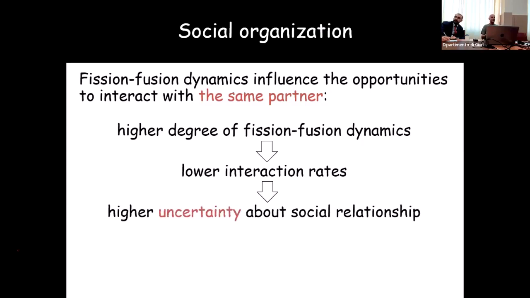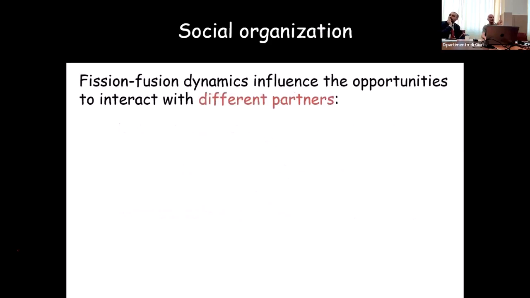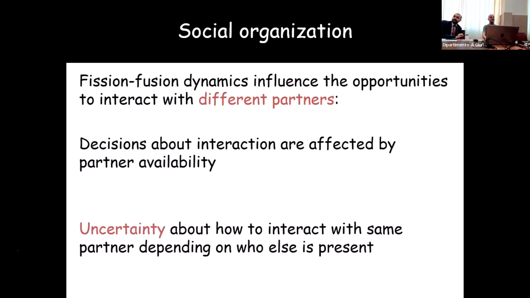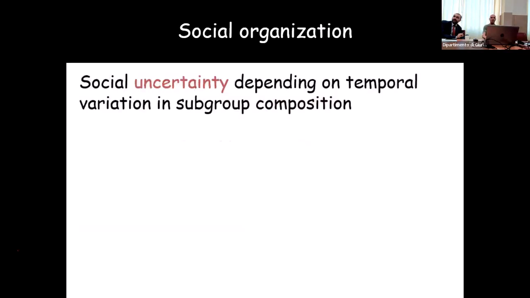And that's one theme that I think is important to touch on in the context of this symposium. There's higher uncertainty about social relationships. And then, if we look at the opportunity to interact with different partners, decisions about interaction are affected by partner availability. Although I would like to interact with a particular individual, it is not available because it's not in this subgroup, so I need to interact with others. So fission-fusion dynamics also influence how to interact with different types of partners. And there is uncertainty about how to interact with the same partner depending on who else is present. So there are two issues of uncertainty that I want to address here.